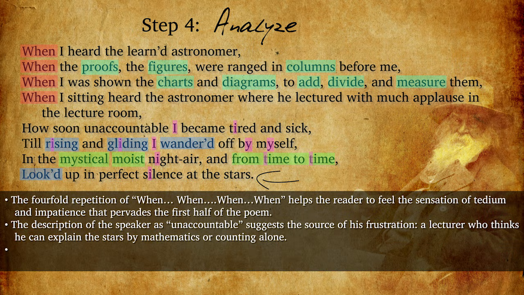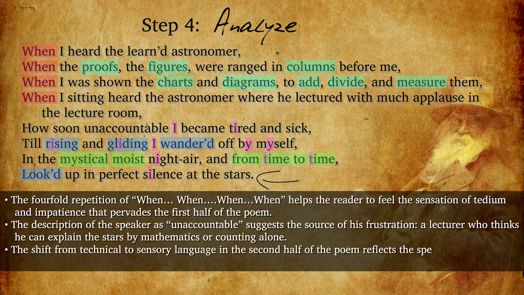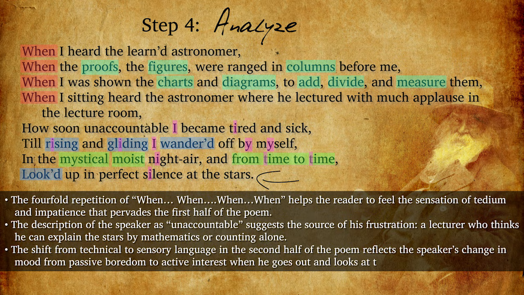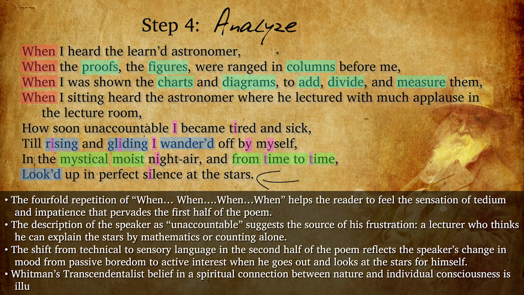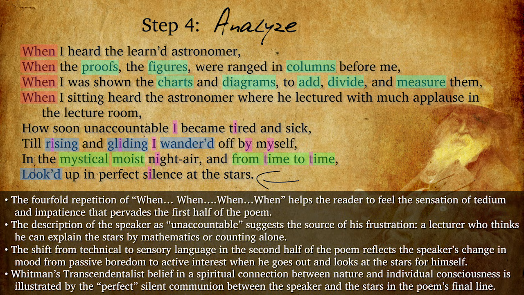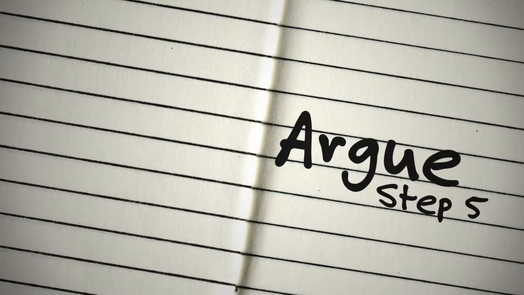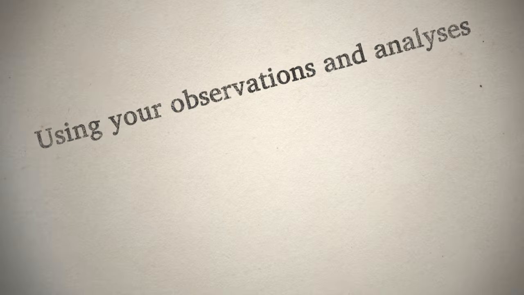Additionally, we might claim that the shift from technical to sensory language conveys the speaker's change in mood as he escapes his passive role in the lecture hall and has a direct personal experience of the stars. Finally, we might claim that the poem's last line, in which the speaker and the stars are joined in perfect silent communion, illustrates Whitman's transcendentalist belief in a spiritual connection between nature and individual consciousness. Having made all these analytical claims, now we can offer an interpretation of the passage as a whole.